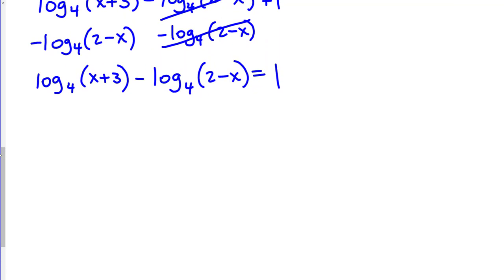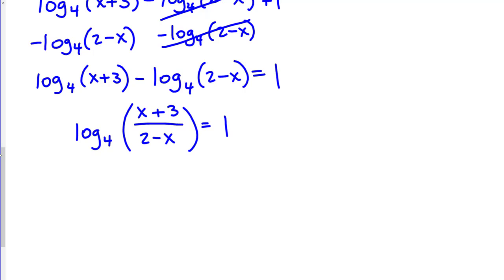All right, next thing that I need to do is combine these two logarithms into a single logarithm. Since they are subtracted, that means I'm going to divide their arguments, and that's what I end up with when I divide. And now I have a single logarithm equal to a constant. I can change this into an exponential equation by taking the base raised to the first power in this case equal to that argument.